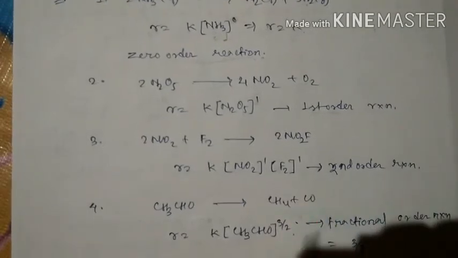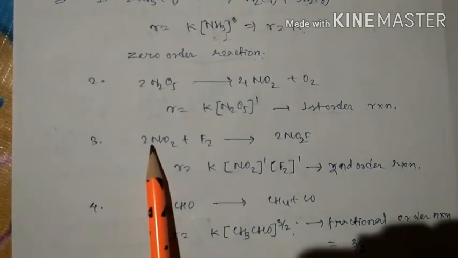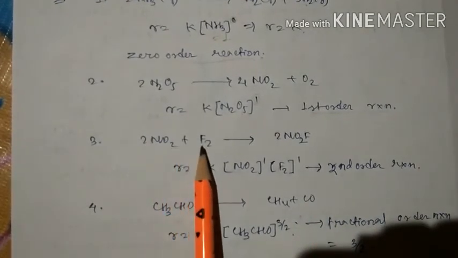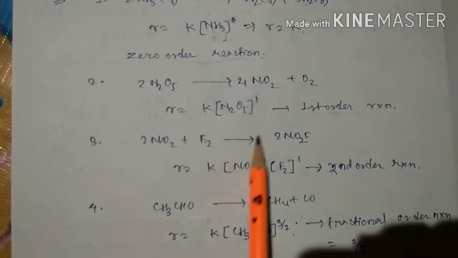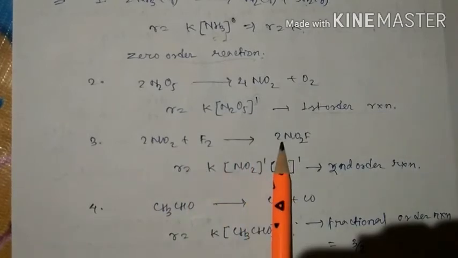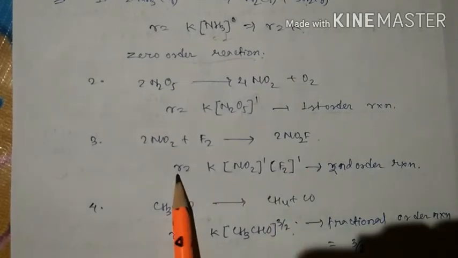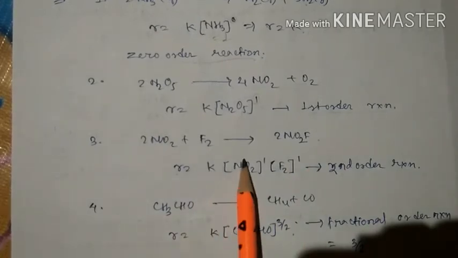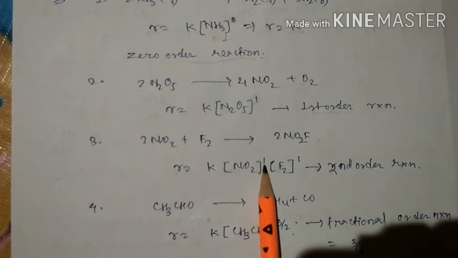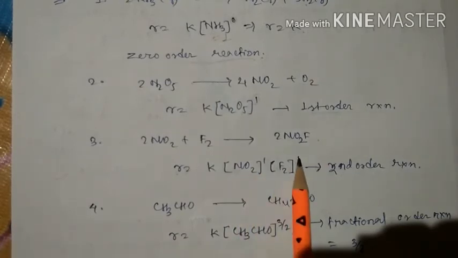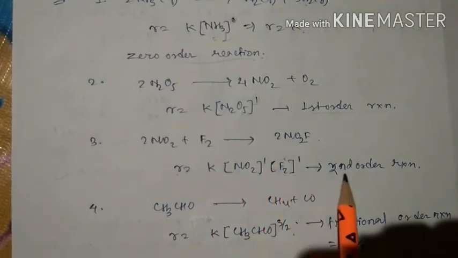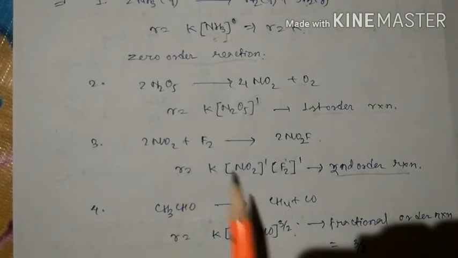Third example. When 2 moles of NO2 gas react with 1 mole of fluorine gas, it produces 2 moles of NO2F. The reaction rate is given by K, concentration of NO2 to the power 1 into concentration of F2 to the power 1. Since it is 1 and 1, if we sum these powers, we get 2. That means the order of the reaction is 2. That is a second order reaction.